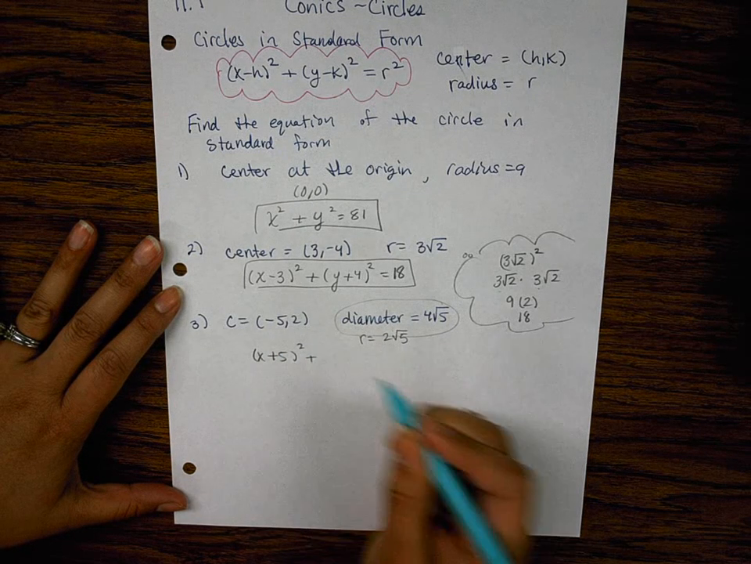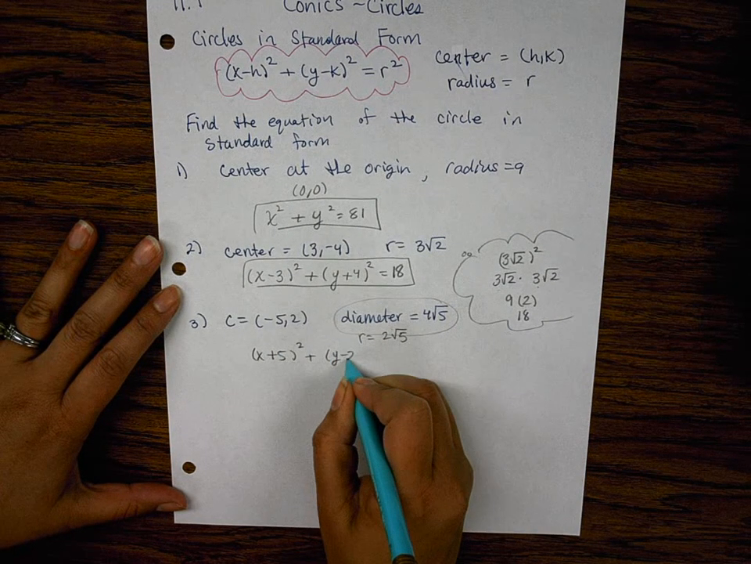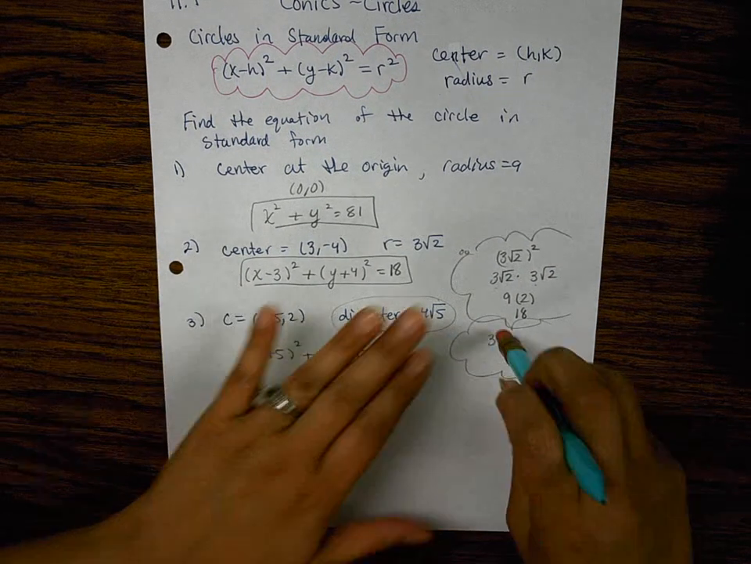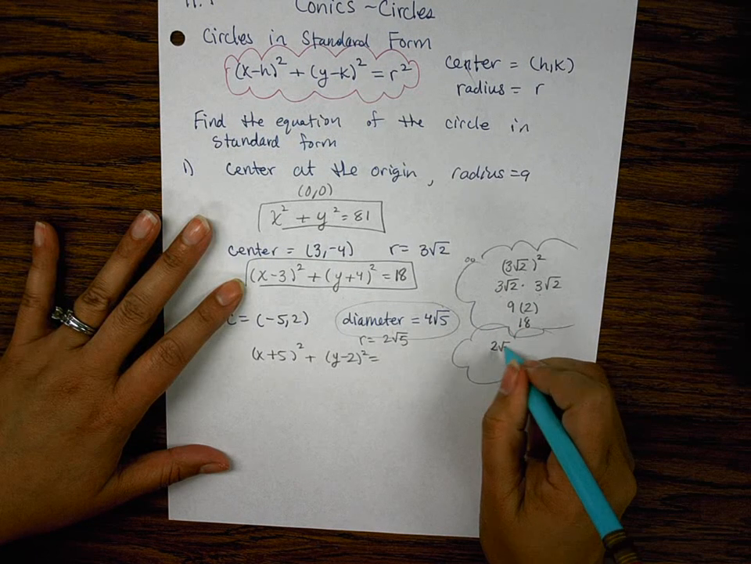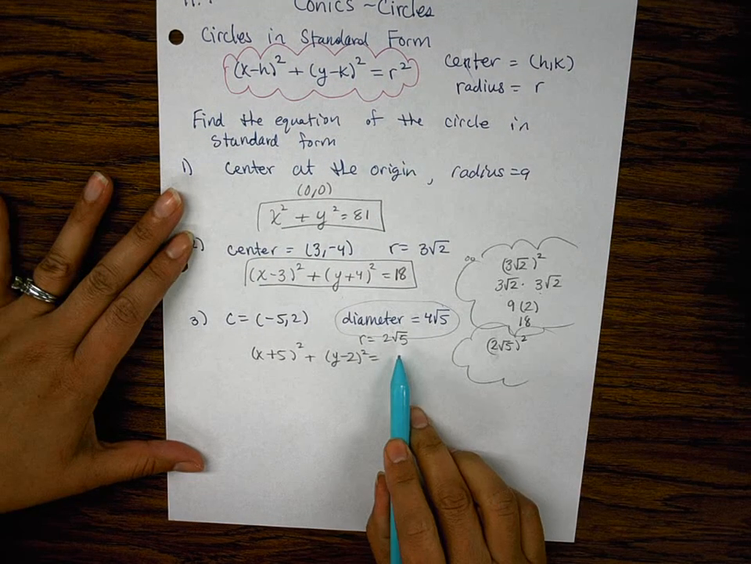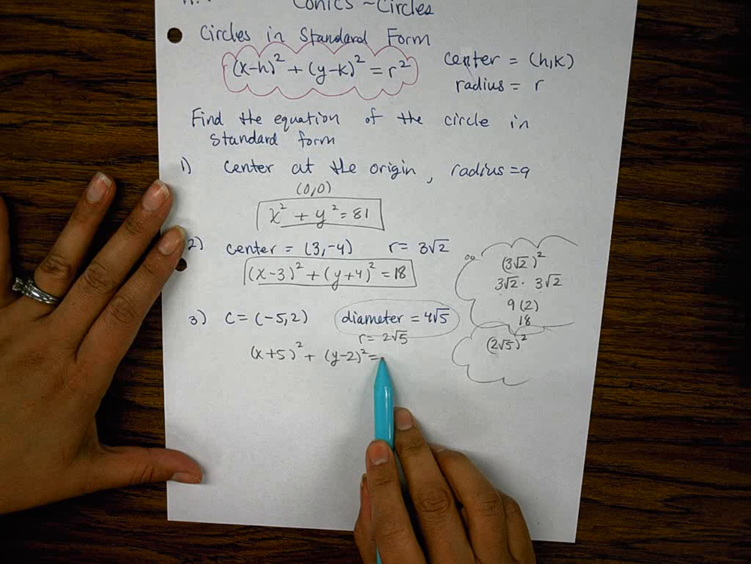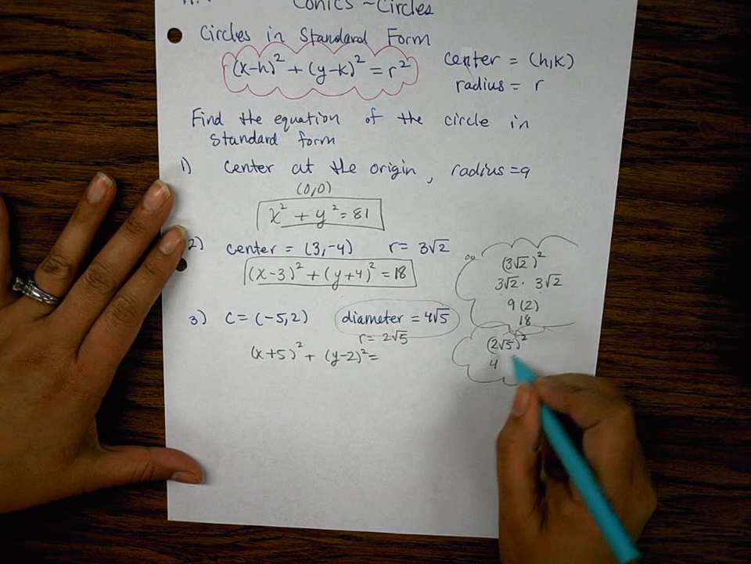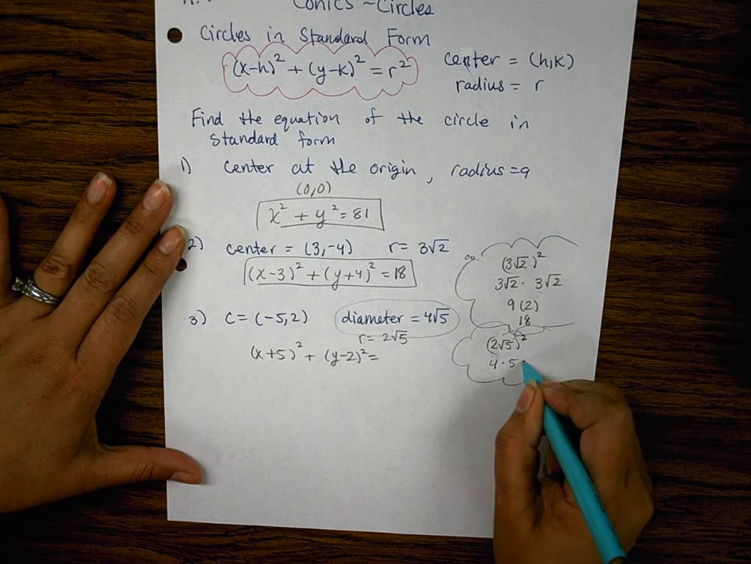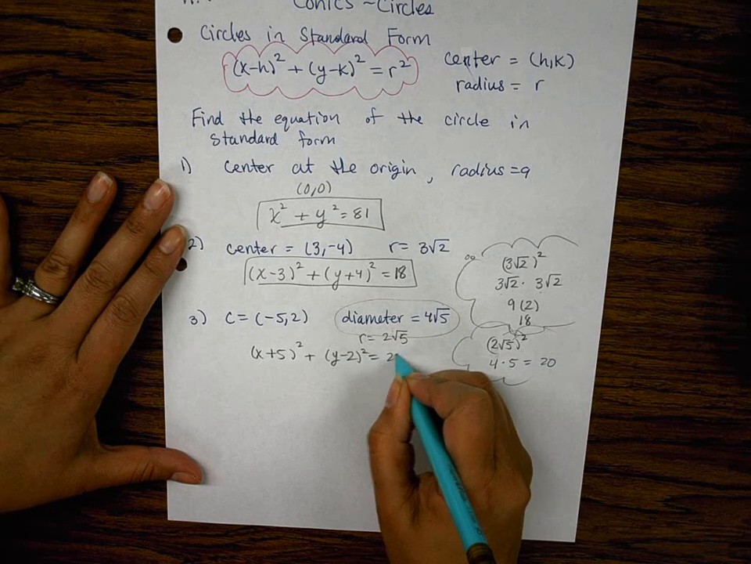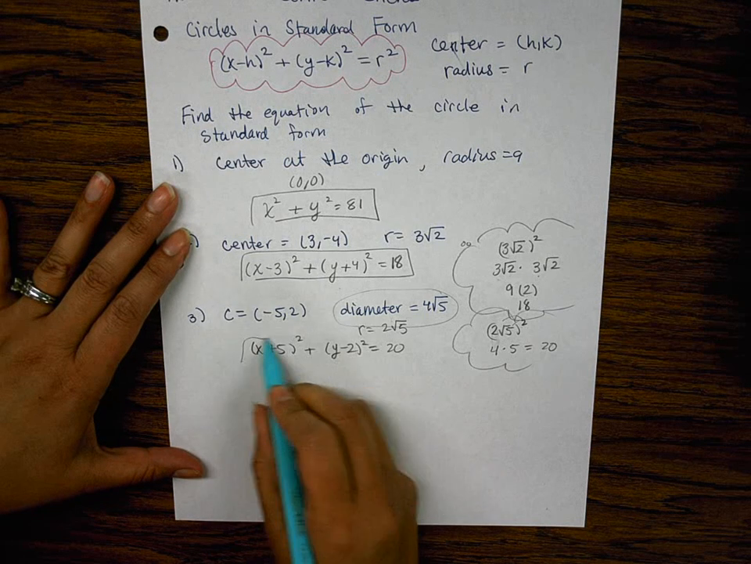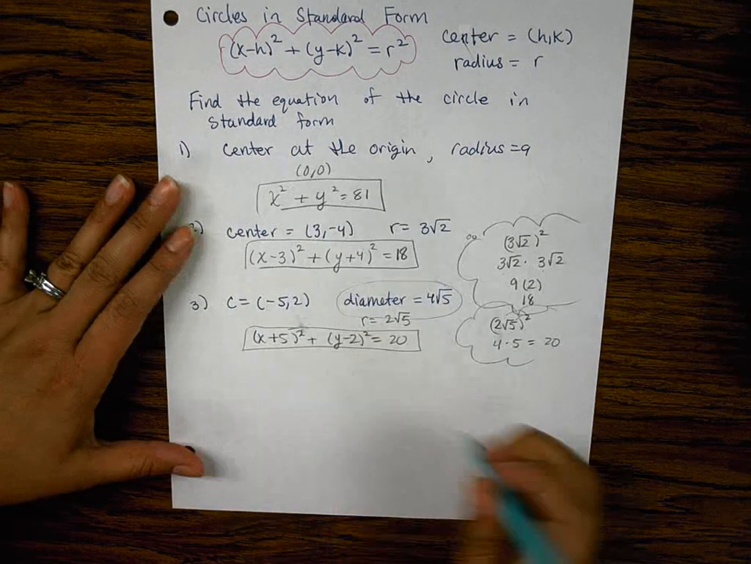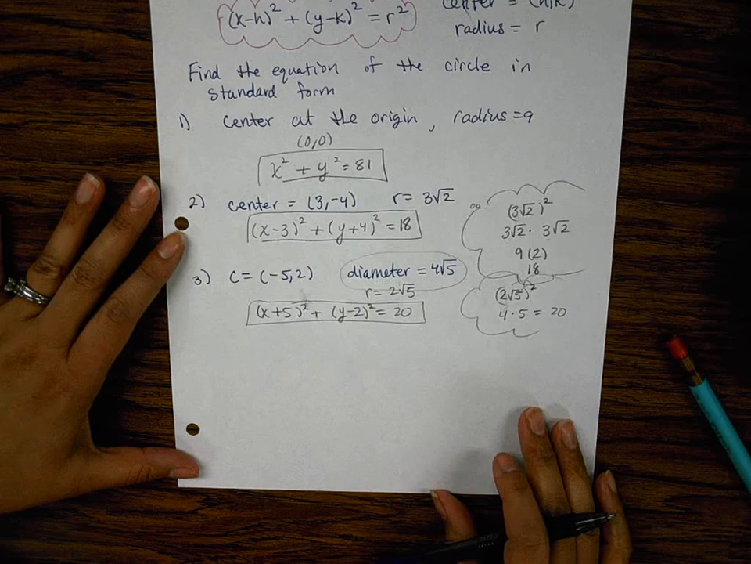Okay, the quantity of x plus 5, and that's because it's minus a negative, squared, plus y minus 2 squared equals 2 root 5 squared, and that's because the radius is 2 root 5 and it's always r squared. I'm just going to distribute the exponent this time. 2 times 2 is 4, root 5 squared is 5, 4 times 5 is 20. So it's up to you on which way you want to do it. That there is your answer.